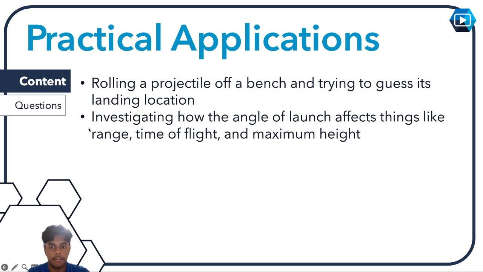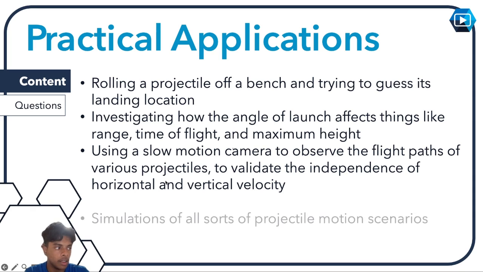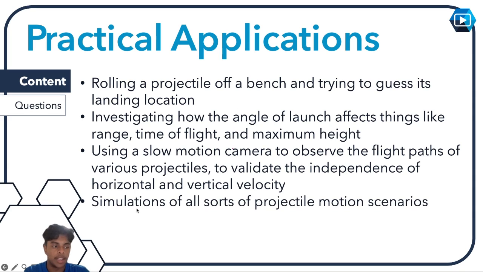The next thing that we'll look at is investigating how the angle of launch affects things like range, time of flight, and maximum height. So this particular example is looking at how one factor will affect the other factors that we consider when looking at projectile motion. Another thing we look at is using a slow motion camera to observe the flight paths of various projectiles to validate the independence of horizontal and vertical velocity. And the final thing that we'll look at is simulations of all sorts of projectile motion scenarios. So with this, we'll reach the end of the content section of this video. Let's now move on to the questions.